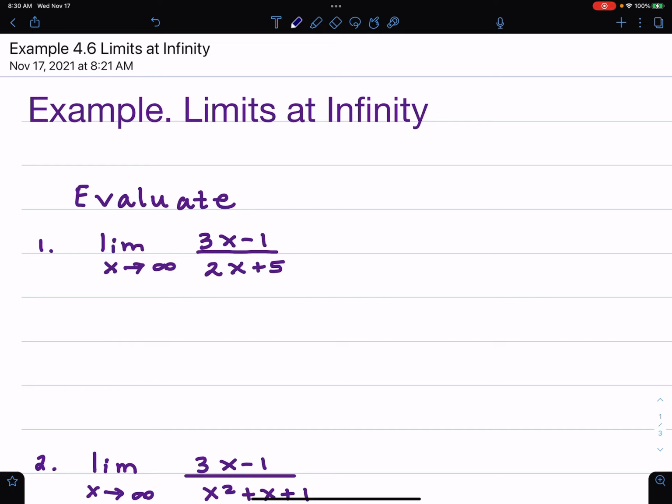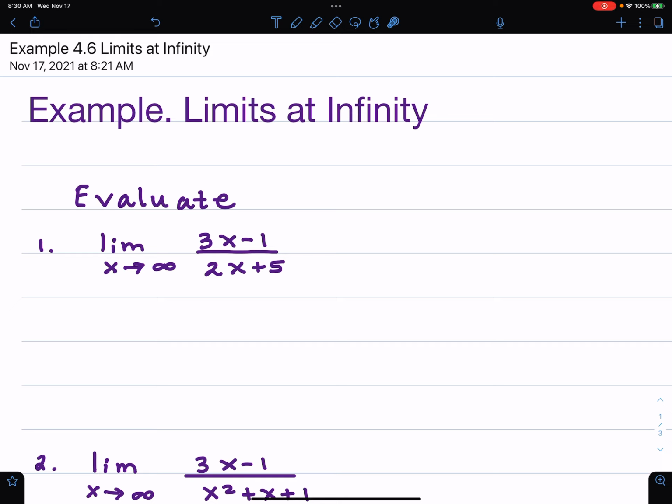Hello everyone. In this video we're going to look at limits at infinity, which means x approaches infinity or negative infinity. Okay, so what we're looking at here are rational functions. So they're a fraction of polynomials.